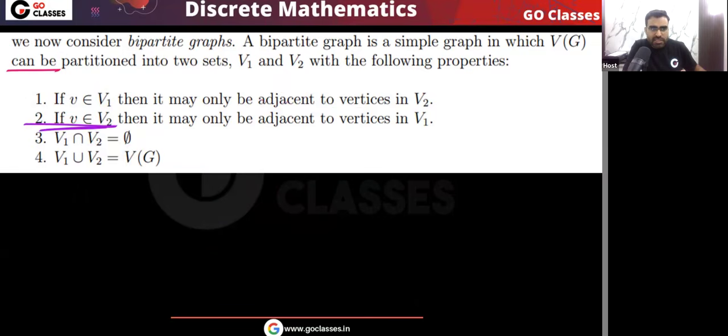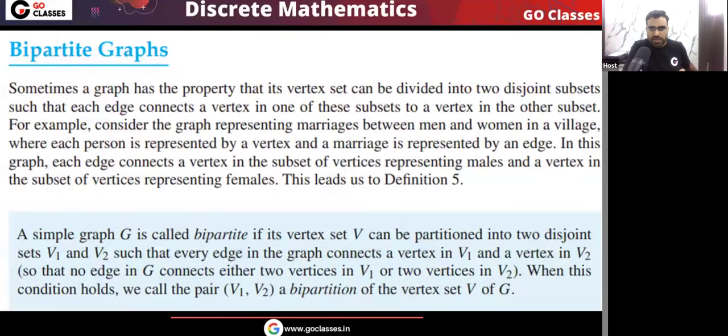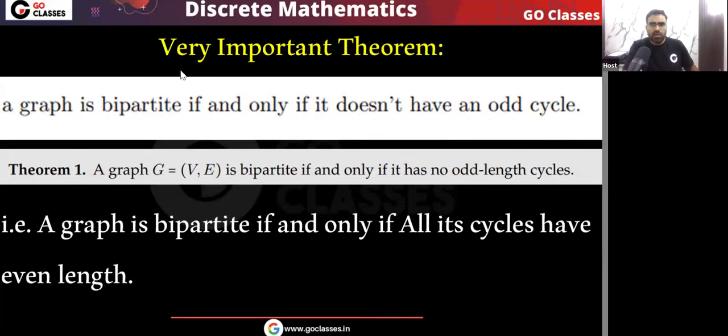Similarly, if you take any vertex in V2, then it will be adjacent to only the vertices of V1. Okay, so very simple idea, and this is the definition. Now let's see a very important theorem related to bipartite graphs.